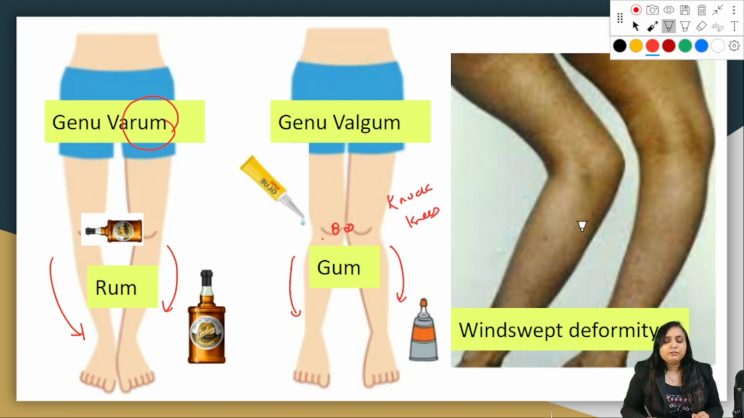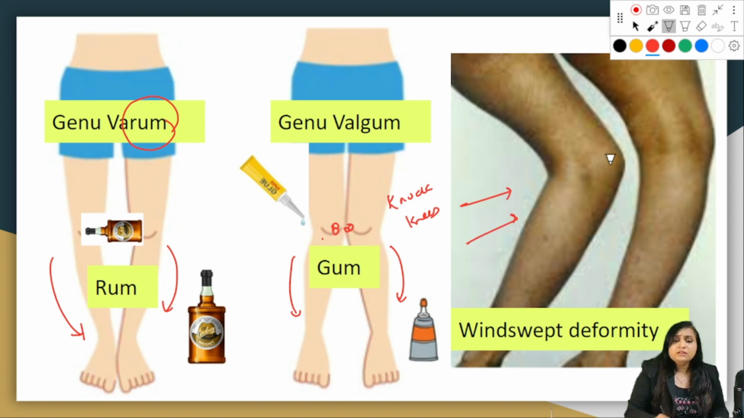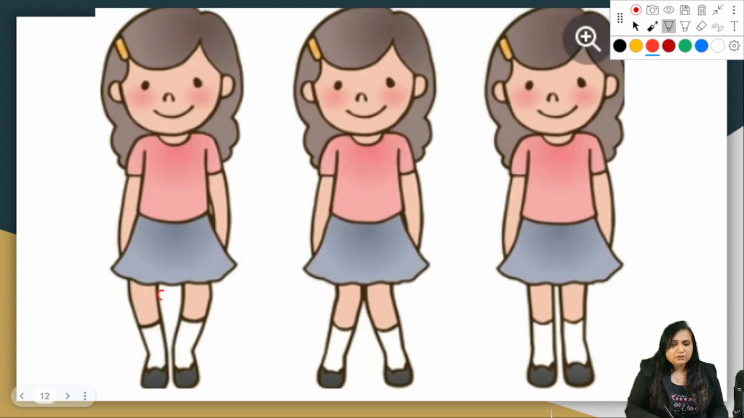In a windswept deformity, one leg will have a genu valgum deformity while the other leg will have a genu varum deformity, and it looks like a windswept, like the wind has come from this side and given this shape to the legs. These all three could be there in a patient with vitamin D deficiency. So what is this? Remember the bottle of rum to separate the knees, it is genu varum. Gum to stick, so it is genu valgum, and this is normal legs.